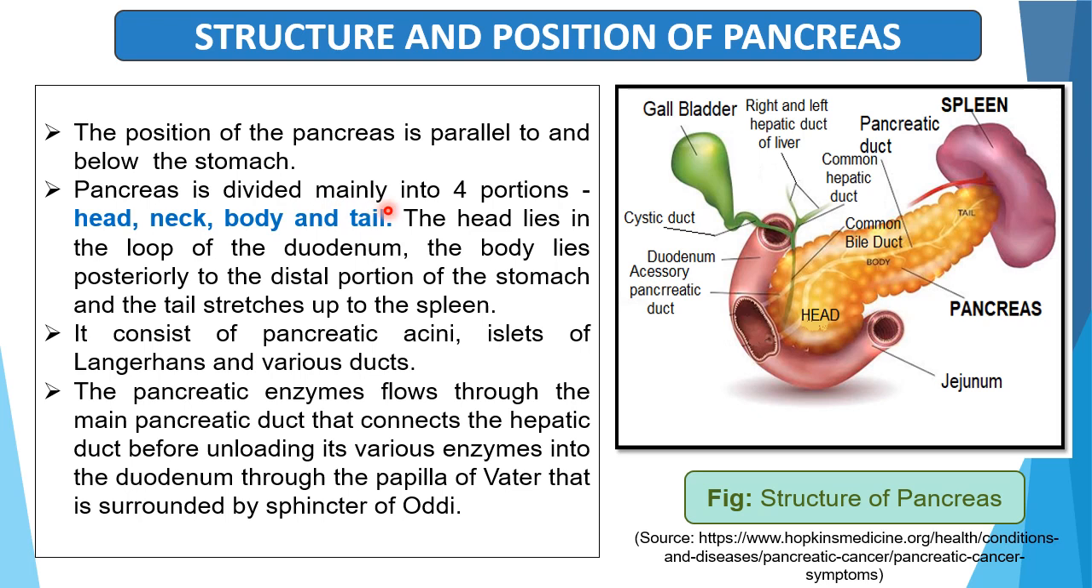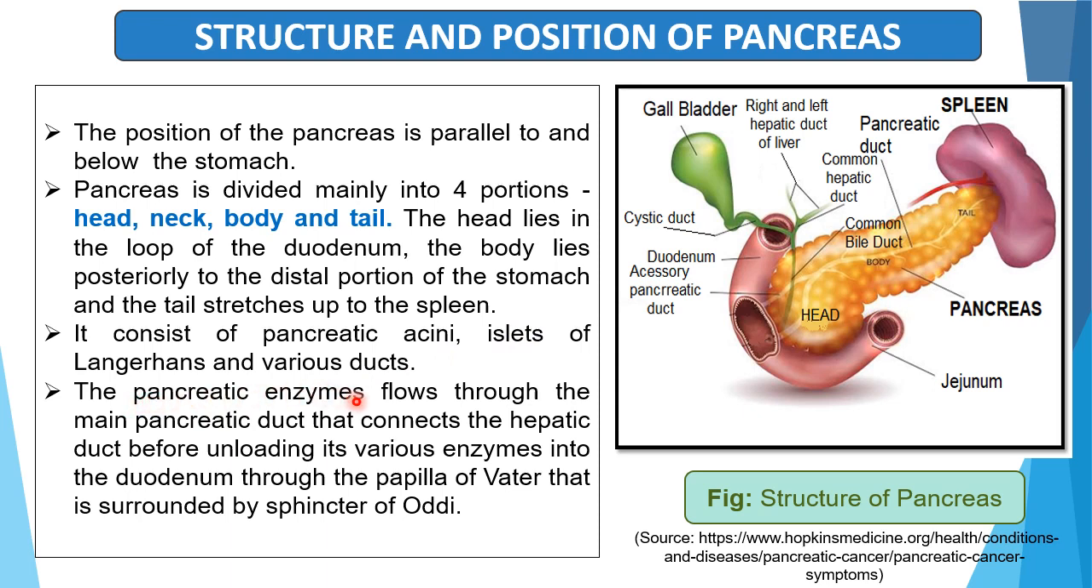The pancreas is divided mainly into 4 portions: head, neck, body, and tail. The head lies in the loop of the duodenum. You can see in the picture here. The body lies posteriorly to the distal portion of the stomach, and the tail stretches up to the spleen. The pancreas basically consists of pancreatic acini, islets of Langerhans, and various ducts. We shall discuss it subsequently in the coming slides.